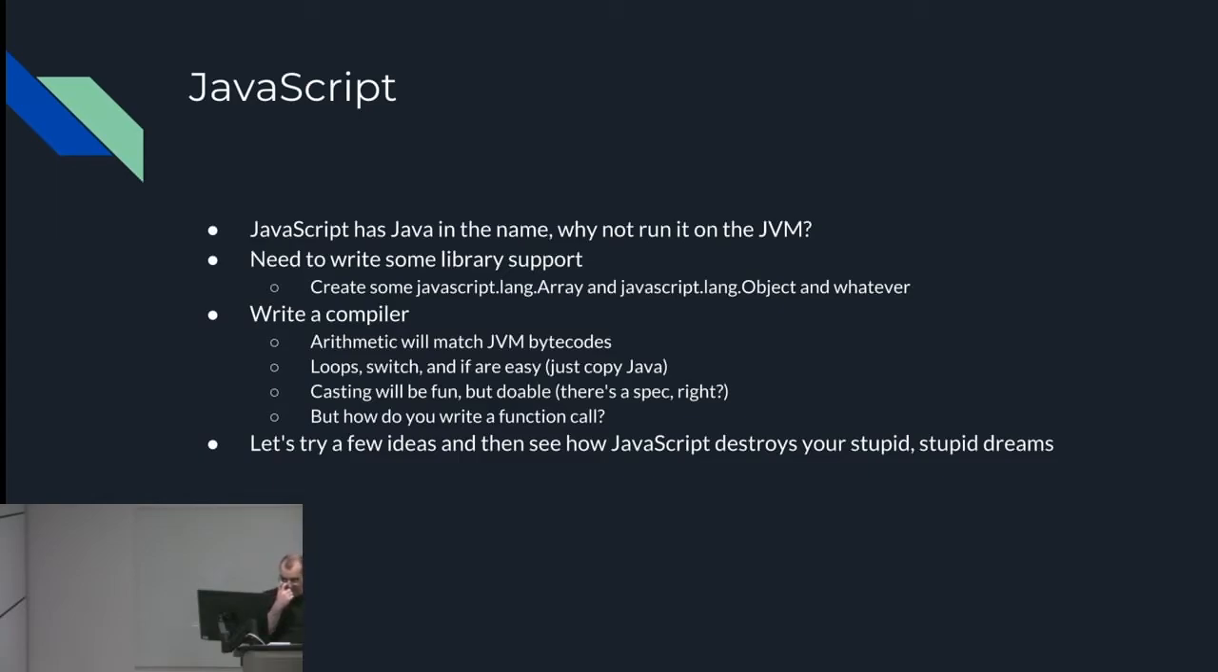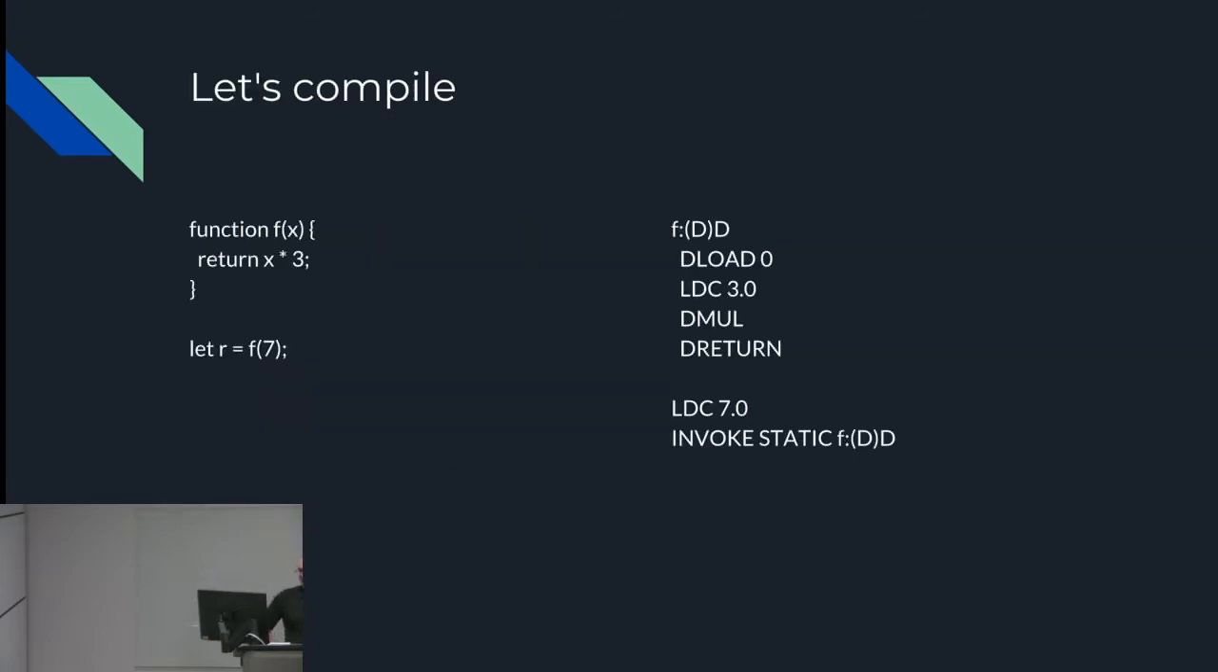All right, fine. But okay, then we need to write a function call. How do we do that? Let's try it and see why this doesn't work. So let's say we've got some JavaScript that looks like this. We have a function f, and it just takes a single argument x, multiplies it by 3, and returns it. And somewhere else in the system, we just call f with 7, and we stuff that into a variable somewhere.